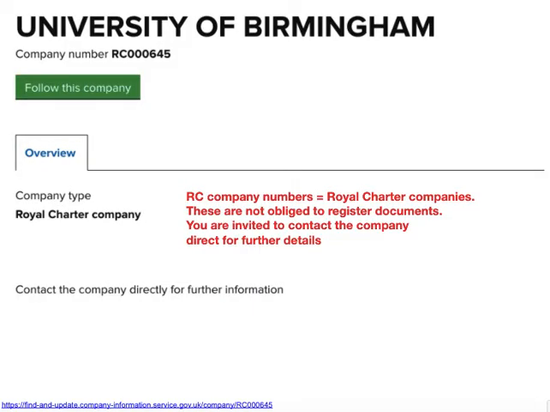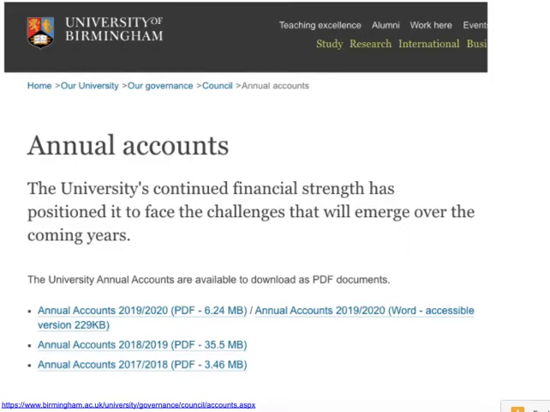Another type of company that doesn't have to provide information is a Royal Charter Company. Most universities are Royal Charter Companies. In this case, you are invited to contact the company director for further details. Now, of course, in the age of the internet, the company should be publishing its accounts on its website without you having to contact them. So that's the case here with the University of Birmingham.